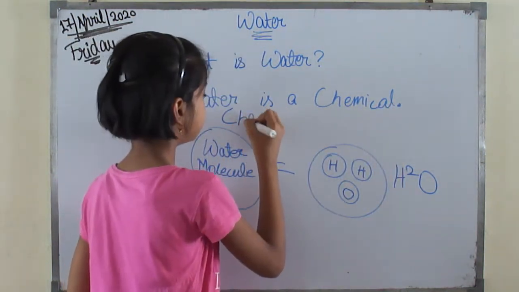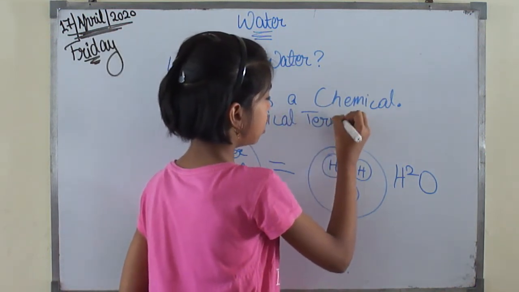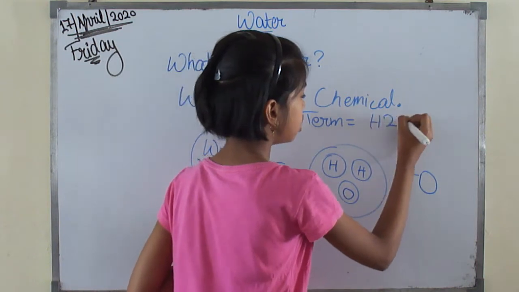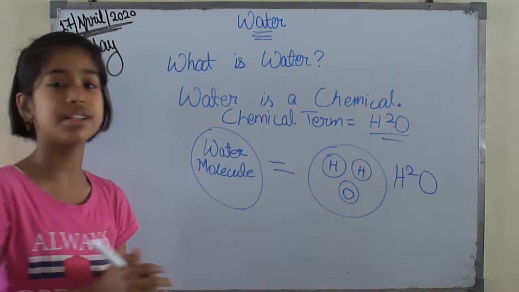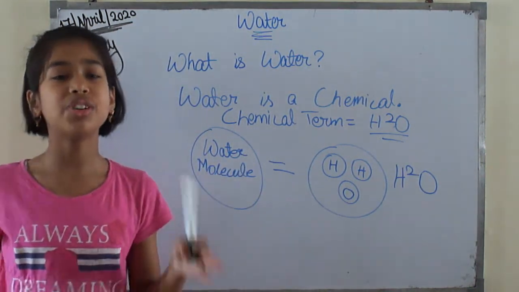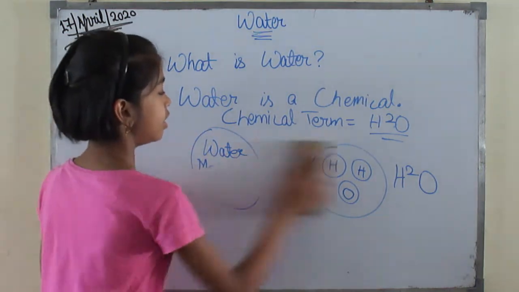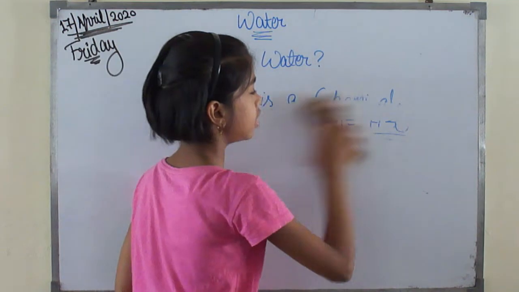The chemical term of water is H2O. That's what scientists call this water, H2O. So let's study about the water's importance. That was what is water. So let's study about what is the importance of water.